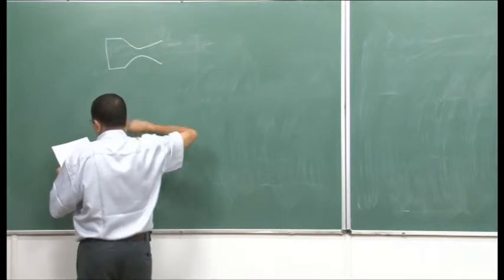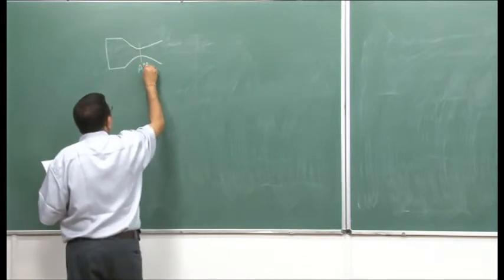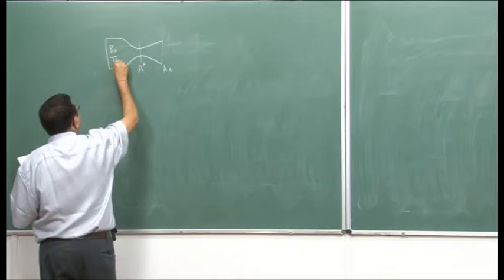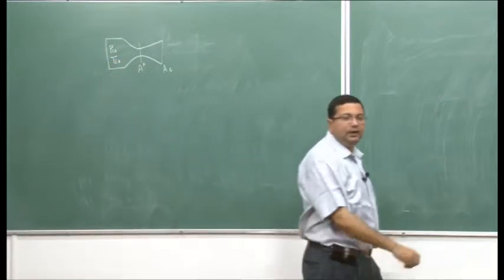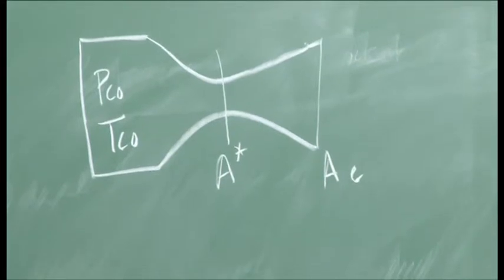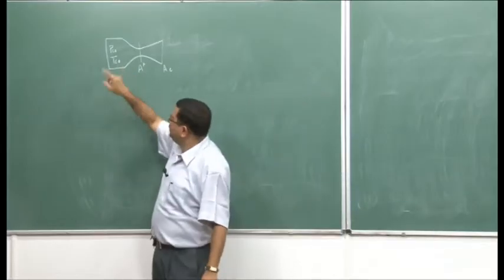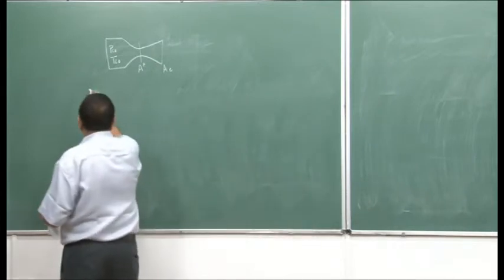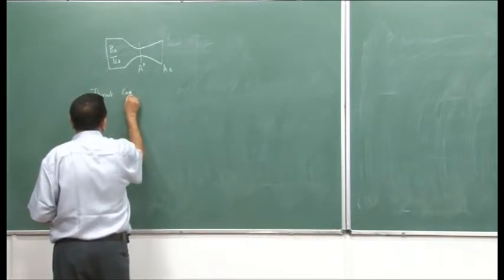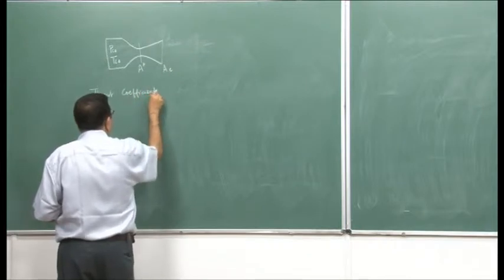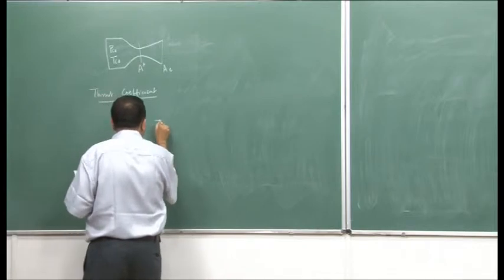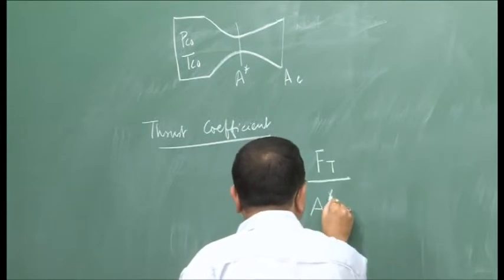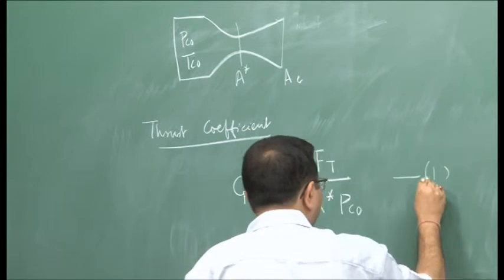This is our rocket. Let us say that the throat area is A star, the exit area is A e. Let us say that the chamber pressure is P c naught, chamber temperature is T c naught. Okay. So, the rocket chamber pressure P c naught is a stagnation pressure, and the stagnation temperature of the rocket chamber is T c naught. First parameter we will define is called thrust coefficient. It is designated as CF and defined as total thrust divided by A star P c naught. Let me call this equation 1.